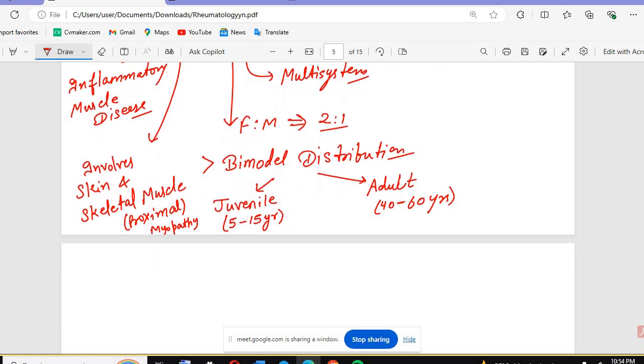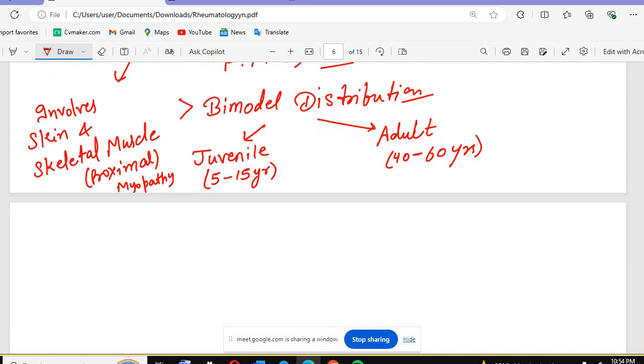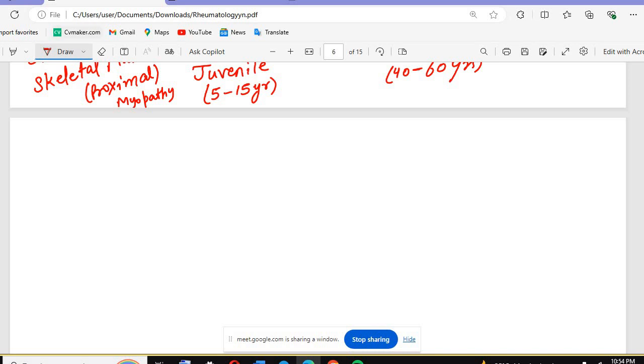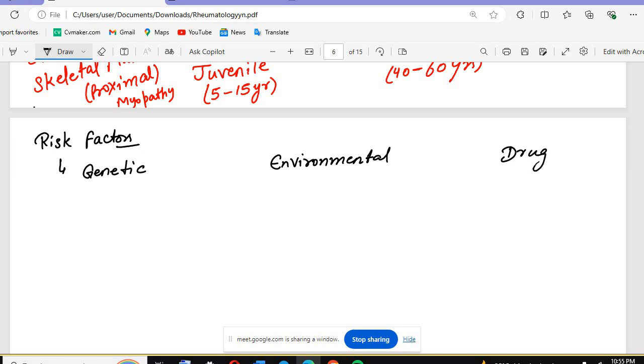If we talk about the risk factors of dermatomyositis, we know this is an autoimmune condition, and we have discussed that there is some environmental role and some genetic role. So the risk factors involved here are genetic risk factors, environmental factors, and some drugs that can also be involved.